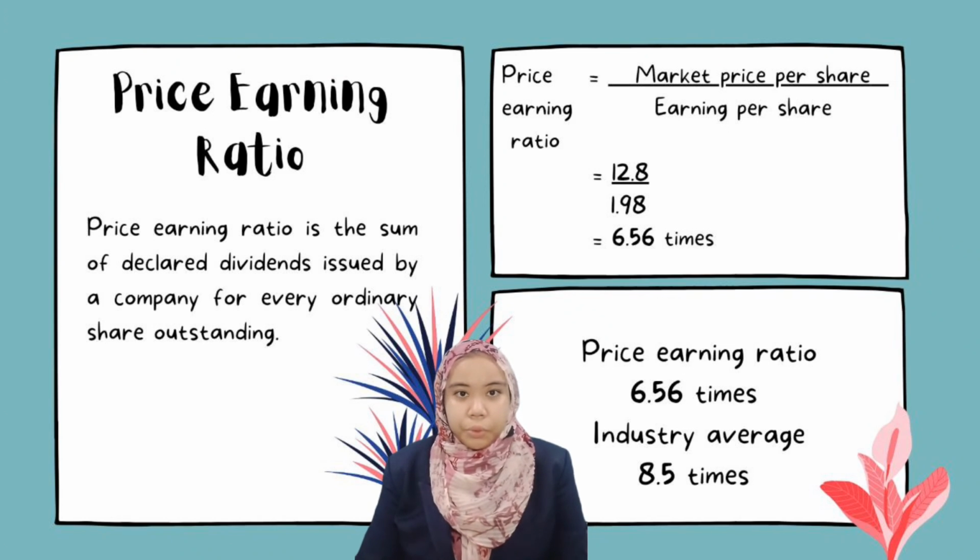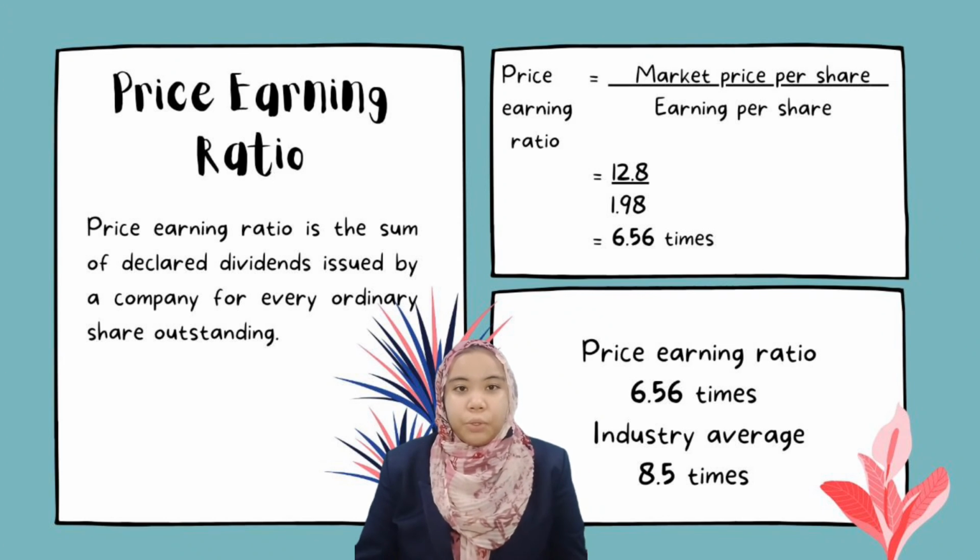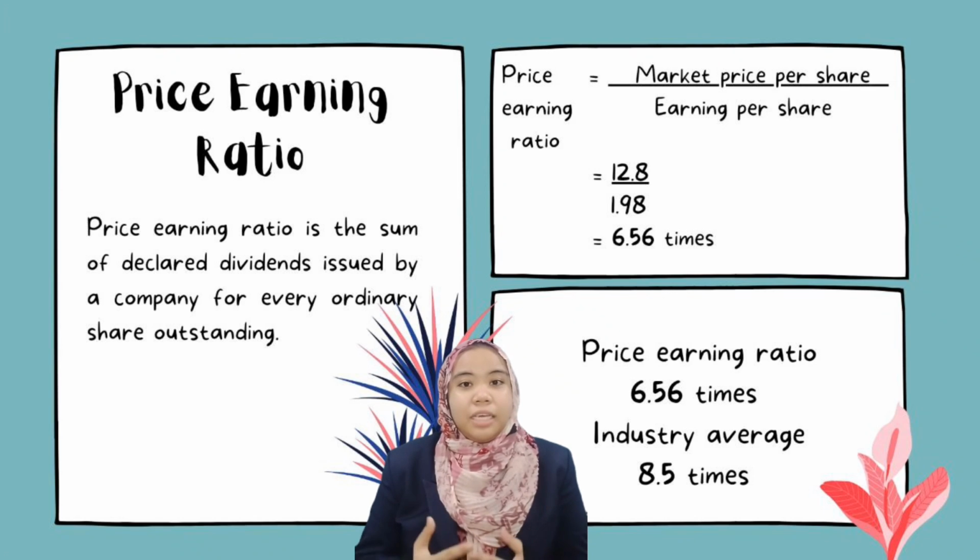Price earnings ratio. To get this ratio, market price per share is divided by earnings per share, then we get 6.56 times price earnings ratio. Based on the calculated ratio, the lower price earnings ratio of this company shows that the market expresses a lower level of optimism about the future of this business. To improve this ratio, Hikmah Bati Berhad must increase the market valuation of such profit and increase the dividend.